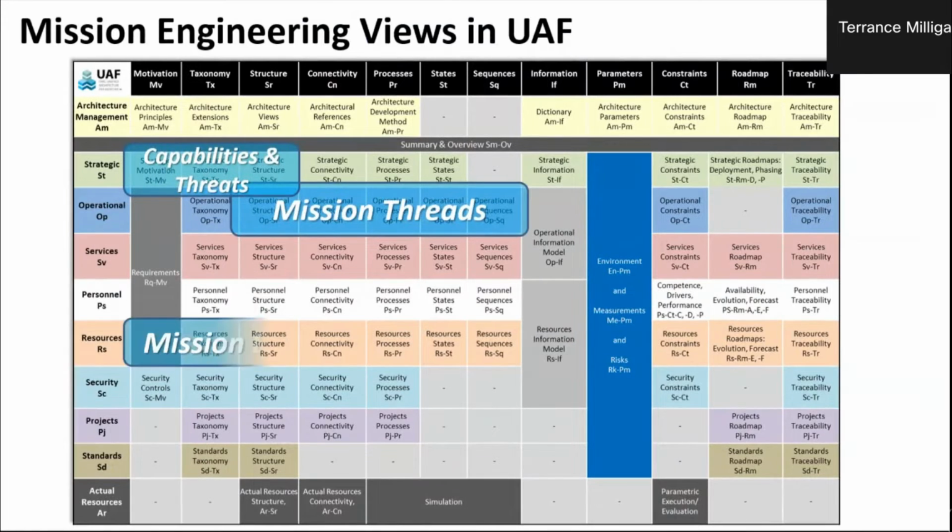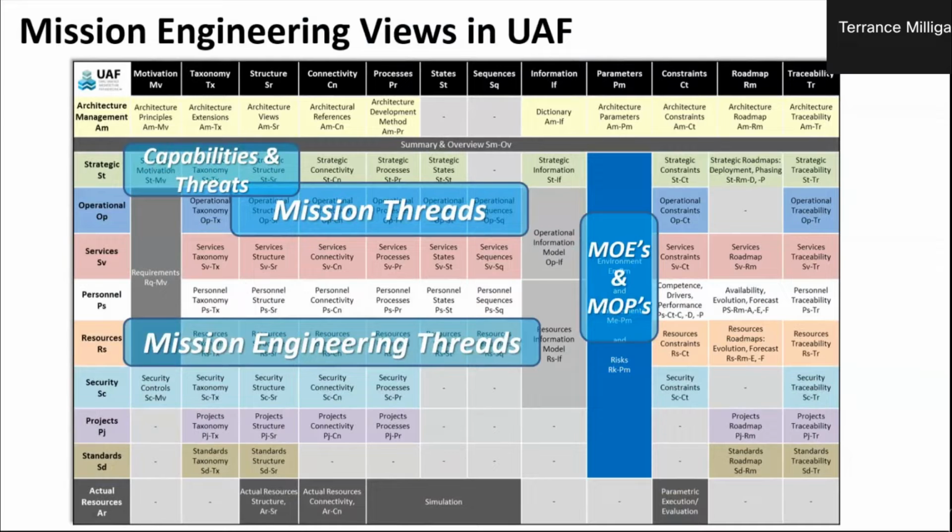The capabilities and threats, that's well documented in the strategic domain: capability taxonomy, capability connectivity, capability dependencies views. The mission thread is in the operational domain, and the mission engineering thread is picking up and mapping the resources from the resource domain back up into the mission threads. But notice all the parts of UAF they're not using. UAF has a lot to offer beyond just focusing on getting the mission done, because there's more to mission success than just successfully executing the mission threads. And you have to understand that when you're doing your mission architecture trade-offs.